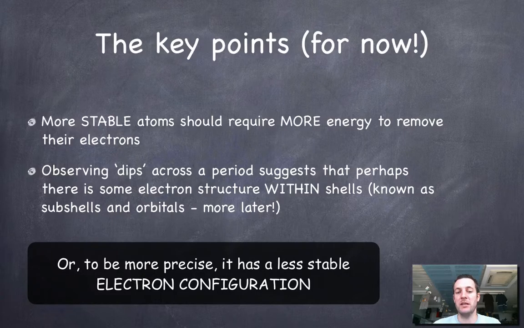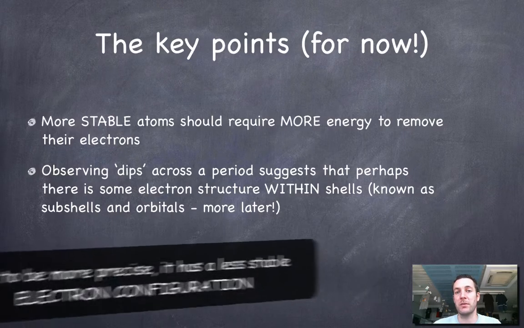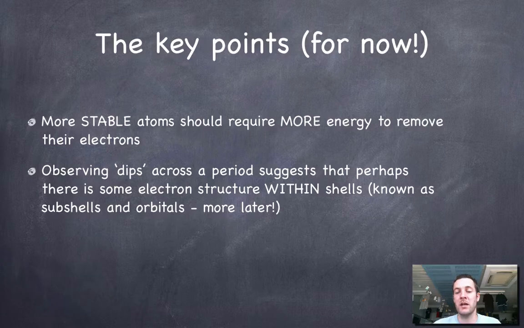And because we're seeing dips as we go across a period, these little quirks, it suggests that as well as there being shells which hold electrons, there might be some kind of more detailed structure within those shells, which we're actually going to call subshells and orbitals, and we're going to look at those in the next film.